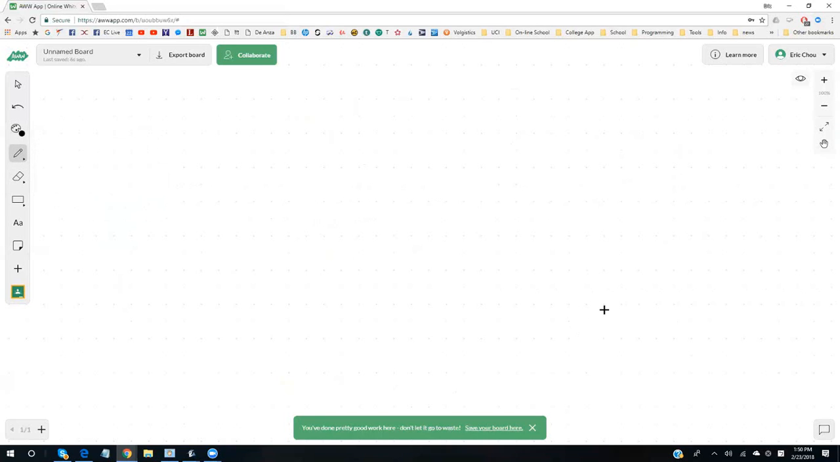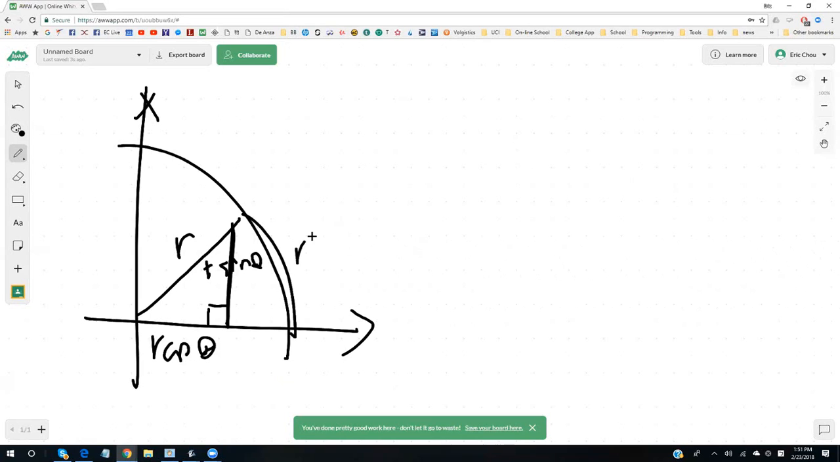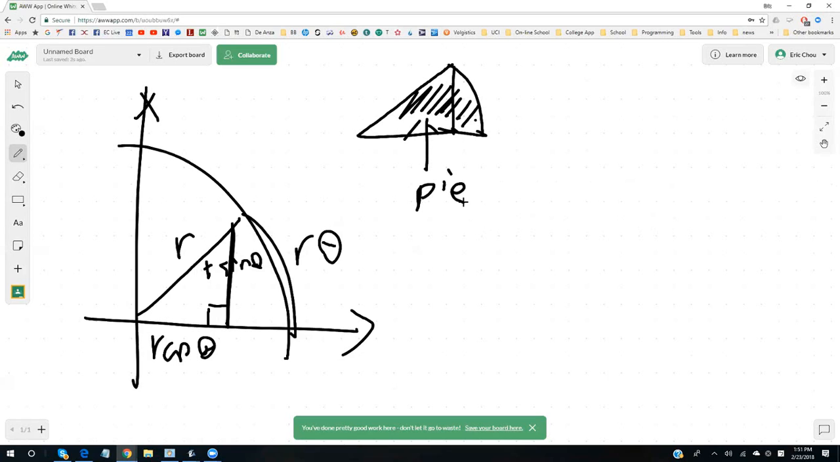Now I'm going to talk about area. I give you a circle. This one we know r cosine theta, r sine theta, this one r theta. Now how about this area? The area of this, what's this? This is called what? The area of the sector? This is the nickname, this is not a real name.